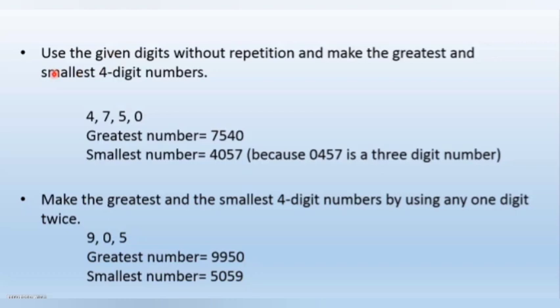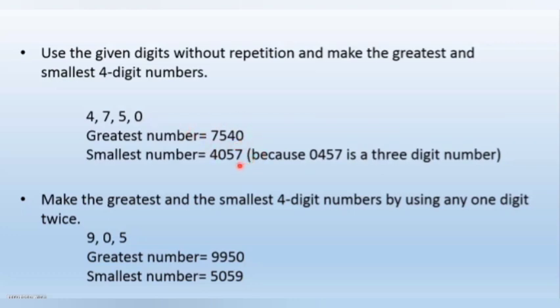Now let's see some examples. Use the given digits without repetition and make the greatest and smallest 4-digit numbers. We have to make greatest and smallest 4-digit numbers using these 4 digits. Now for making greatest number, how do we make? We write the digits in decreasing order, starting from 7, 5, 4, 0. What is the number made? 7540. This is the greatest number that can be made.